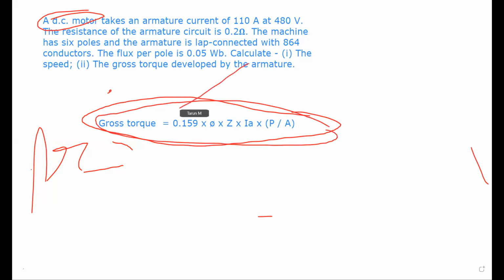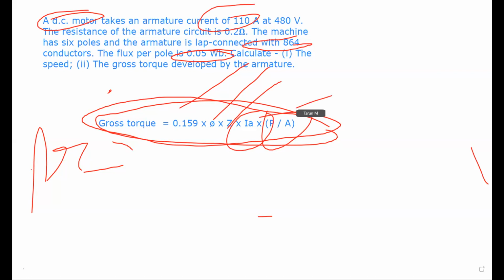Everything is given, right? 0.159 is a constant. Phi is magnetic flux per pole. Already in the question, they have given the magnetic flux per pole, 0.05. G is, what is G? Number of conductors, right? 864. IA is 110, and P and A are both 6. Pole is given as 6 and they are lap connected, so its value is 6.